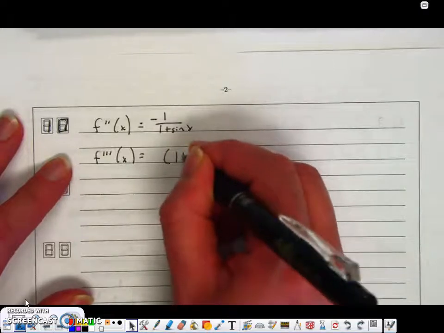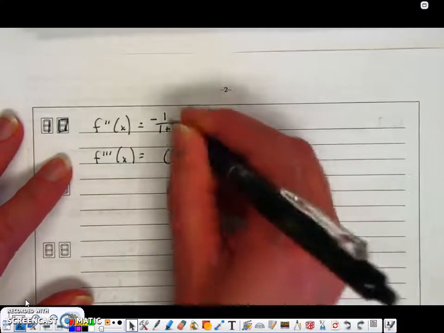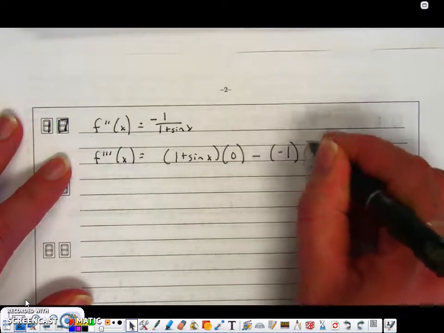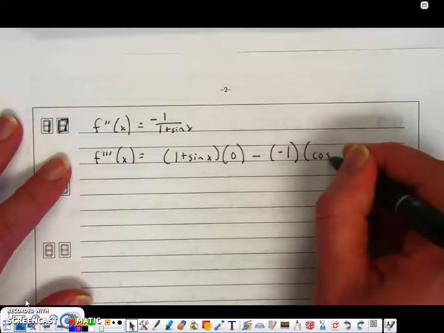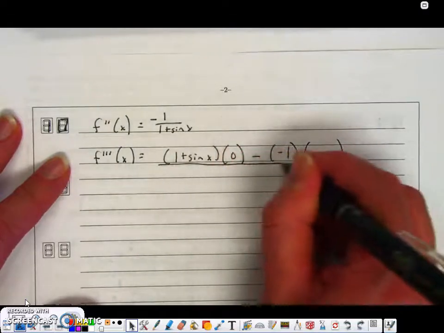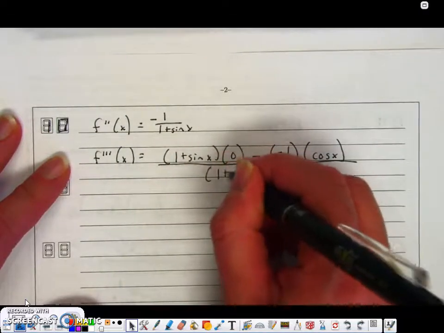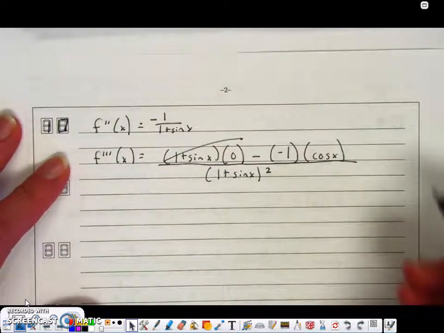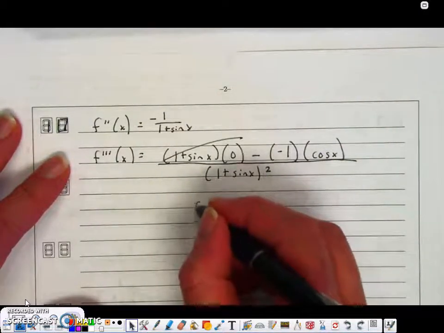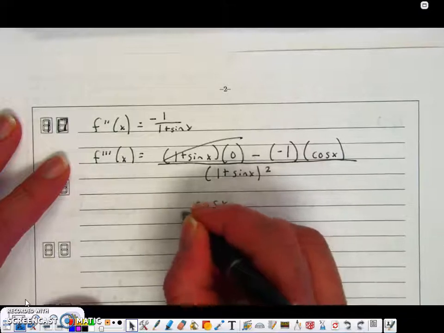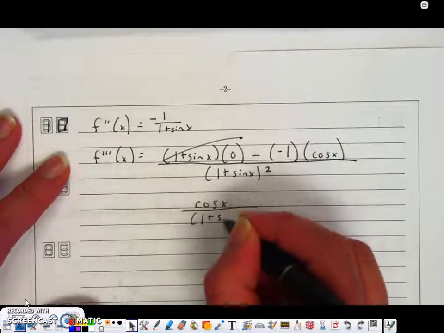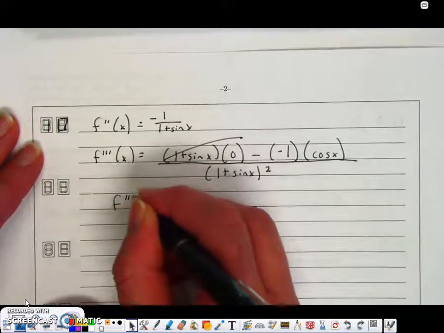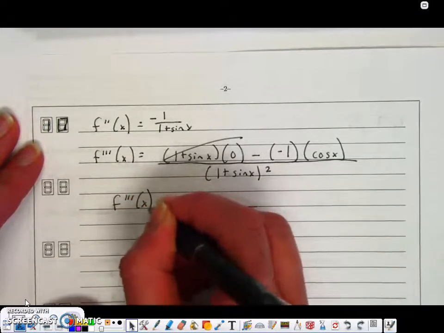So I'm going to go low, d high would just be 0, minus high, d low, the derivative of the denominator is just cosine x, over low squared. Okay, so 0, I don't have to worry about any of that. Minus a minus, go ahead and make that cosine x over 1 plus sine x quantity squared. And that's my f triple prime of x.